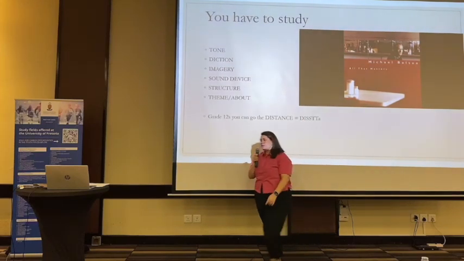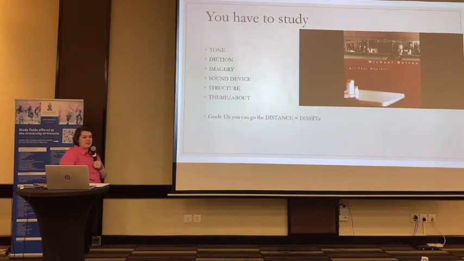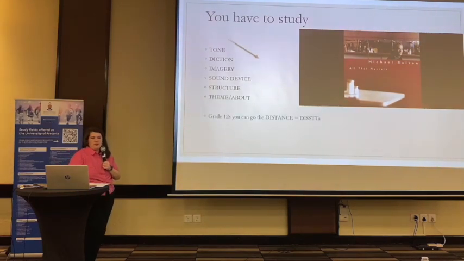Okay, so you go the distance. You remember D is for diction, I is for imagery, S is for structure. Sorry, let me take that arrow away. S is for sound device, T is for tone, T is for theme, and then there's a little A there for about. So by going the distance, you remember all the things that you need for poetry. I just had all these arrows to show, but I won't do that now.